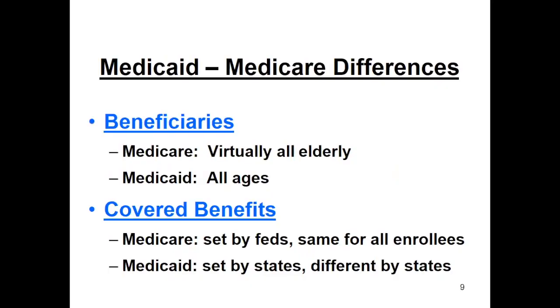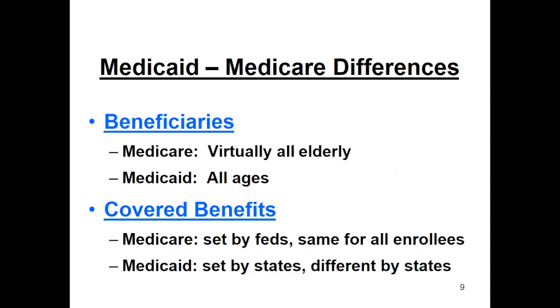There are some other key differences between Medicare and Medicaid. In Medicare, the beneficiaries are virtually all older adults. Once you turn the age of 65 and you've paid taxes, you qualify for Medicare. It also covers some younger people who are chronically disabled. Medicaid is available to people of all ages, provided that they meet certain criteria.